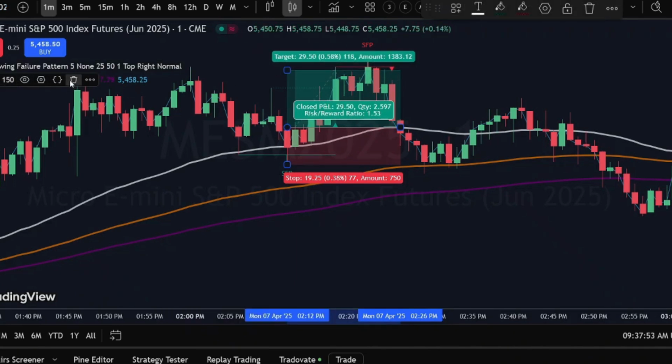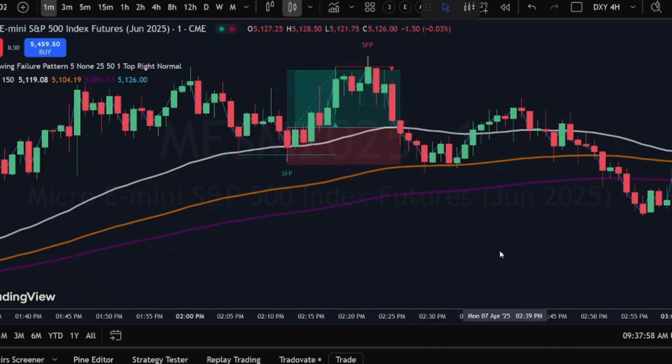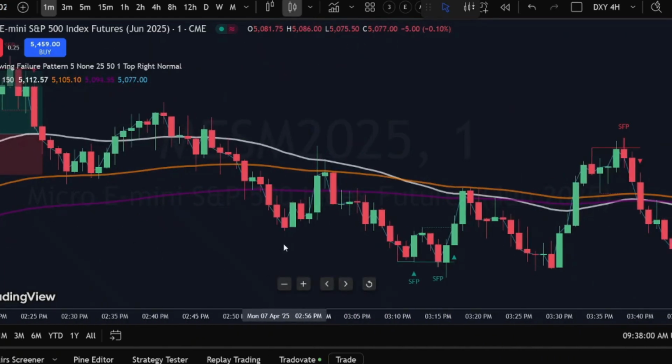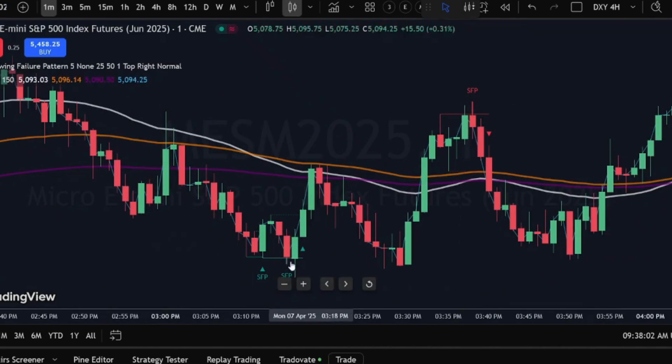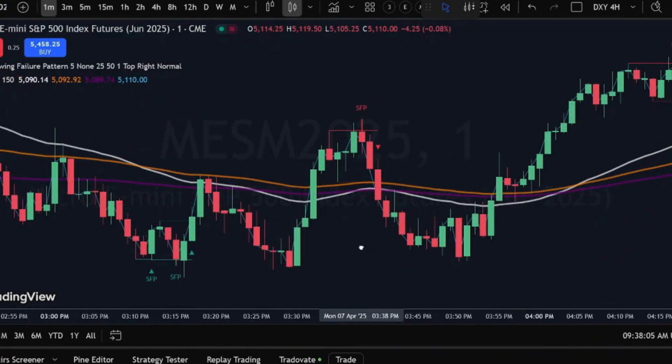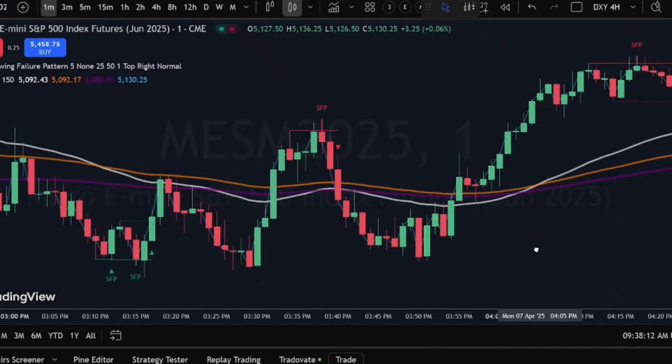What EMAs are these? They are the 50, 100, and 150. All right, this one's against the trend, and it's after 3 o'clock, and I don't trade after 3. But here's one. If you trade after 3, there's another winner. I'm not going to list it here because I like to keep my futures trading between 10 a.m. and 3 p.m. This is on the Micro Emini S&P 500 futures.